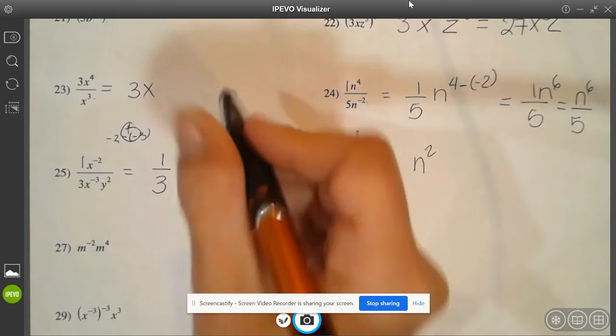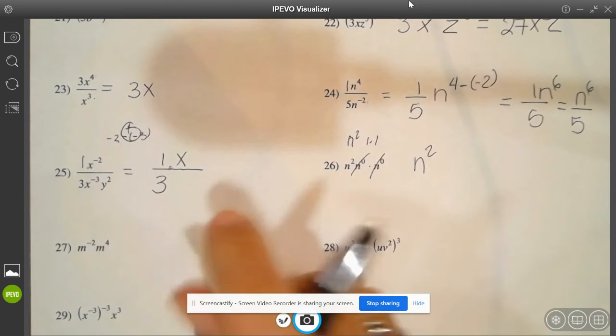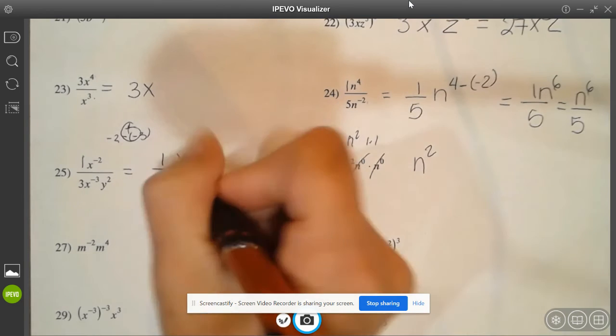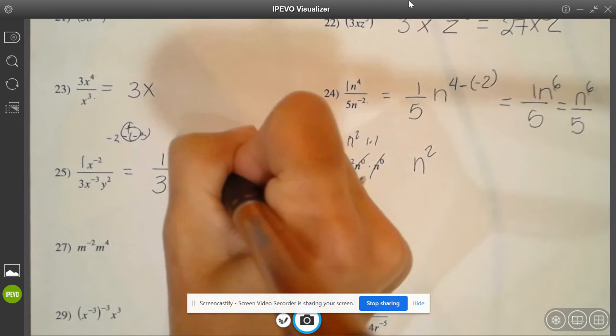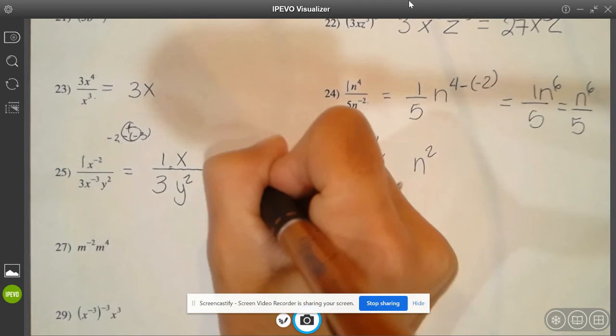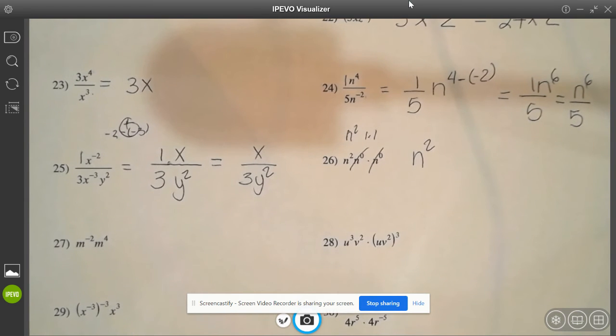So 1 is positive, so x stays on the top. If it's positive, it stays on the top. If it's negative, it goes down and becomes positive. And the y squared stays on the bottom. There's not another y. So your answer is x over 3y squared. You can take that one off.